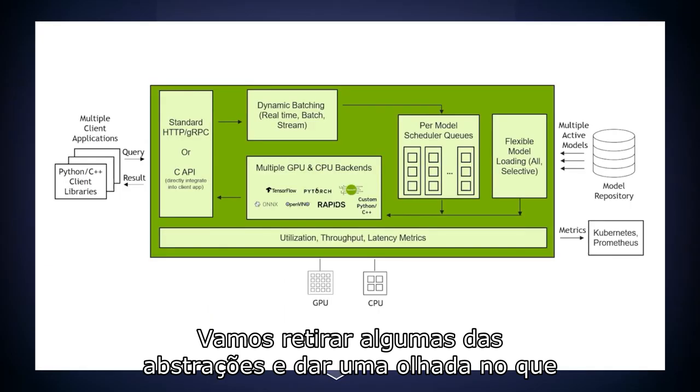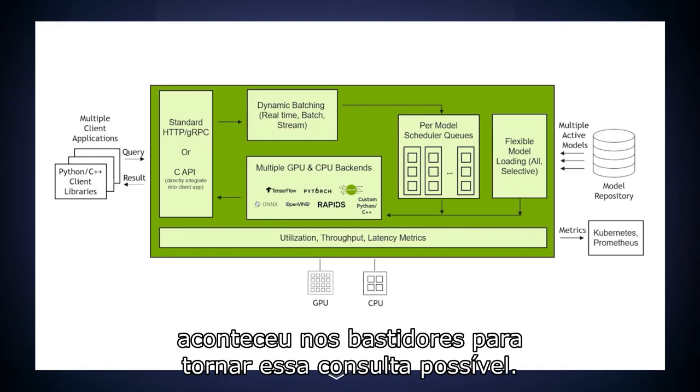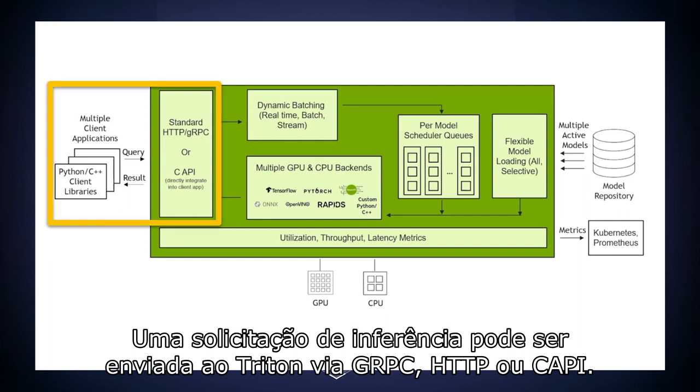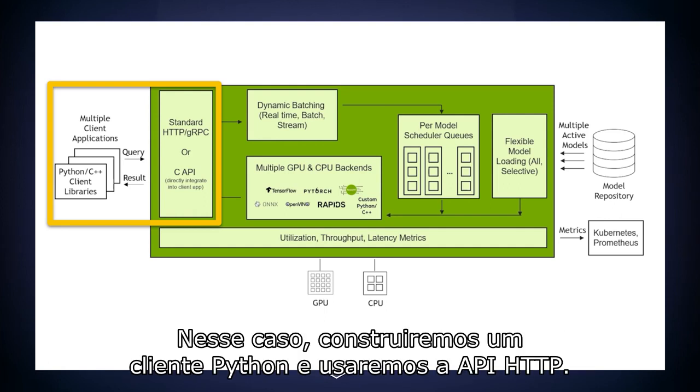Let's peel back some of the abstractions and have a look at what happened under the hood to make this query possible. An inference request can be sent to Triton via the gRPC, HTTP, or C API. In this case, we will build a Python client and use the HTTP API.